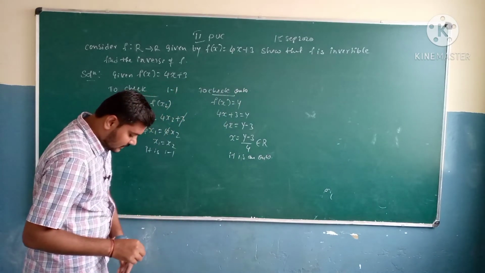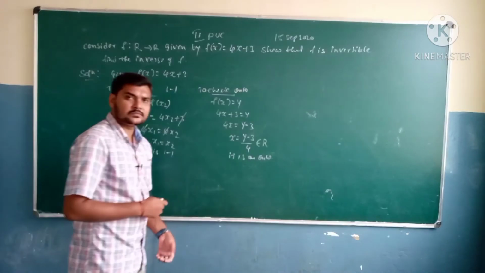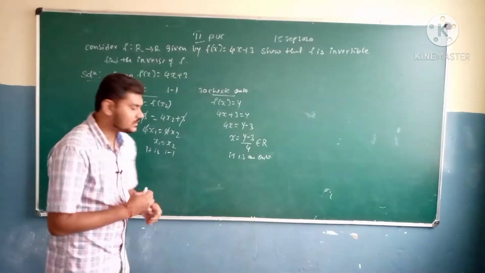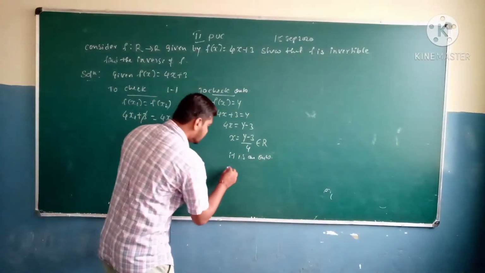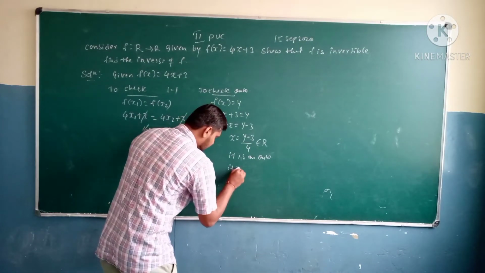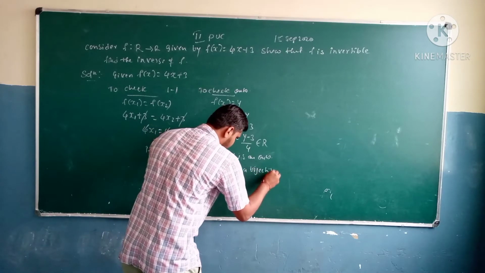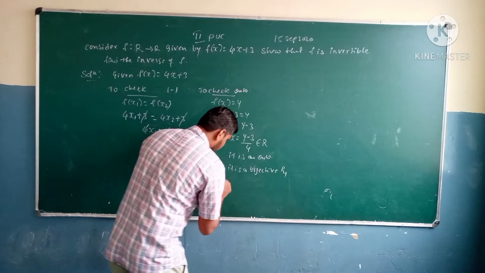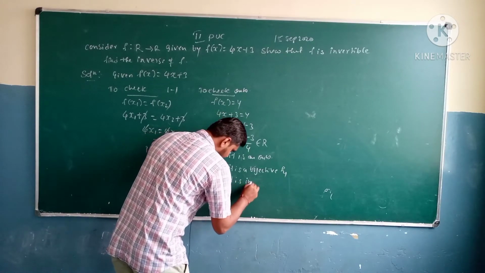So next we have to check: is it an invertible function? It is a one-one function, it is an onto function. So clearly we can say that it is a bijective function. So it is invertible.